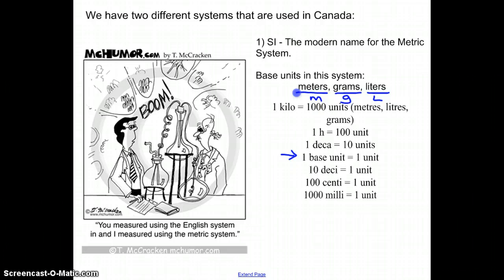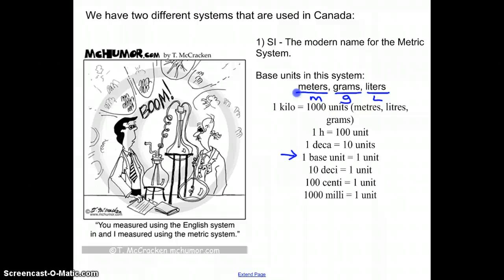A hectometer would be 100 units. A decameter would be 10 units. The base unit is, again, meters, grams, or liters. Deci is 10 decis would go into 1 unit. 100 centis would go into 1 unit, and 1,000 millis would go into 1 unit. So that is our metric system.